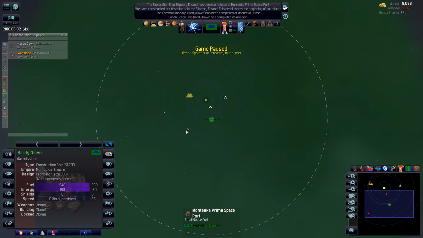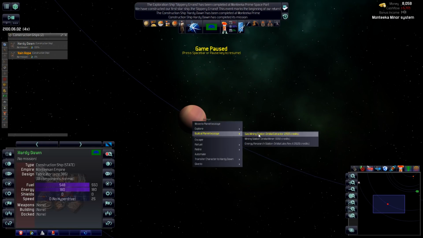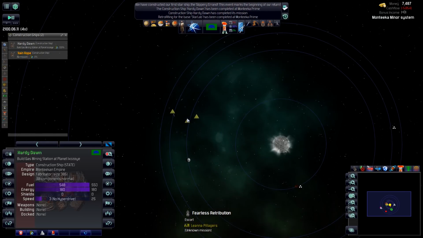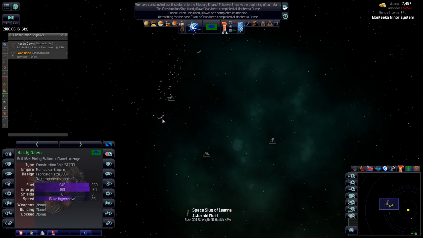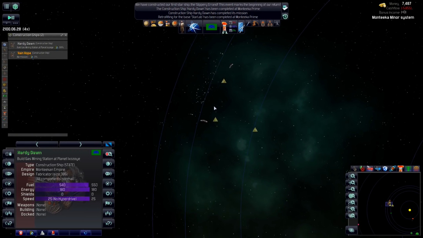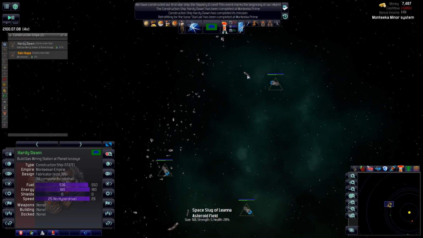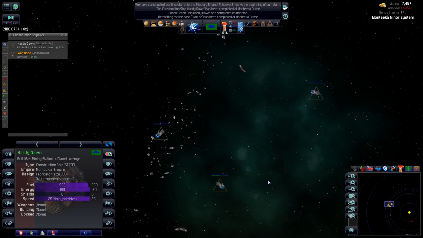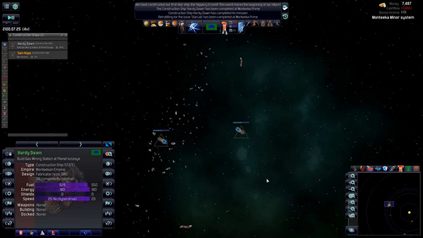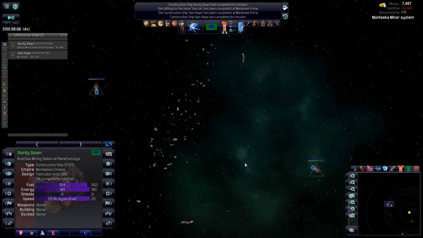So select our construction ship, and I'm just going to go ahead and just build a gas mining station right there. Man, you guys suck at killing bugs. Oh my god. 43%. 29. Come on, what am I paying you for? Nothing, apparently.